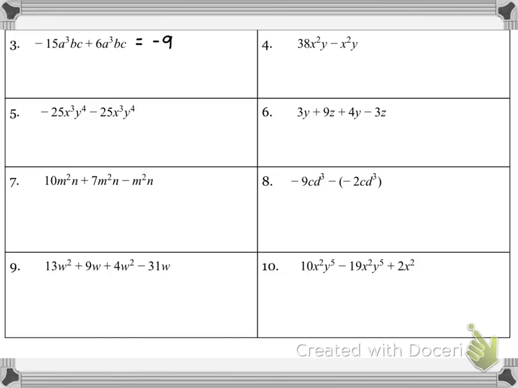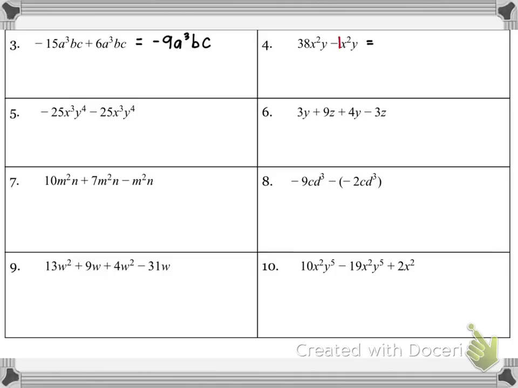So if we look at these examples, the first piece, do you see how this negative 15 a cubed bc plus 6 a cubed bc? Do you see how a cubed bc, these are the same. So we're just going to say negative 15 plus 6, which is negative 9, and we're going to tack this big thing on the end of it. So we're going to say negative 9 a cubed bc. And that's it. Look at number 4.